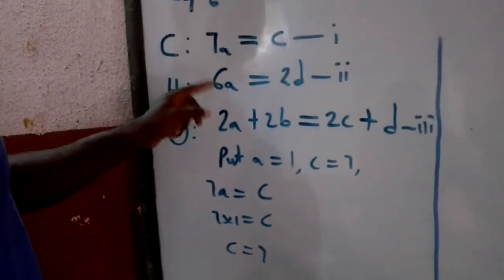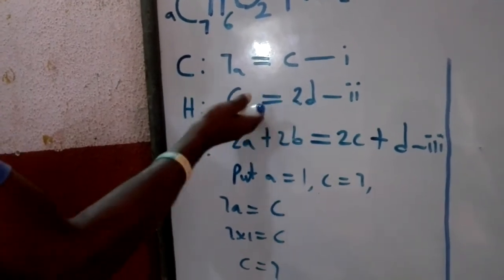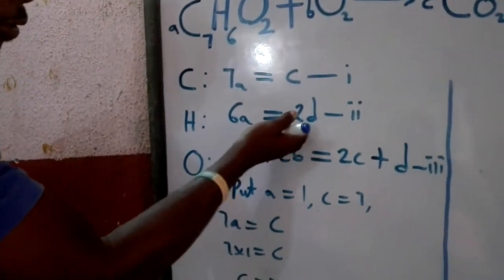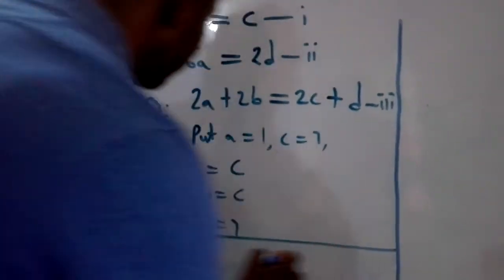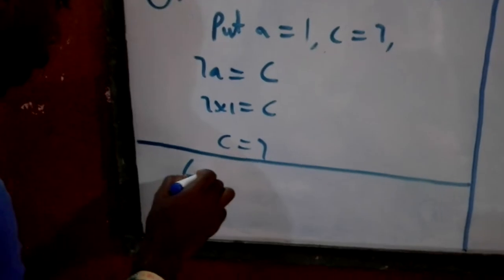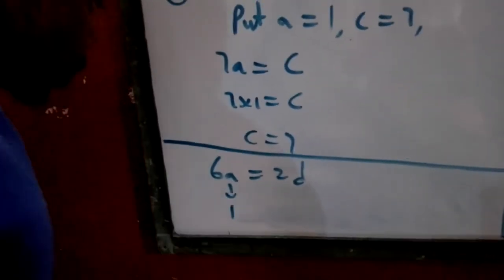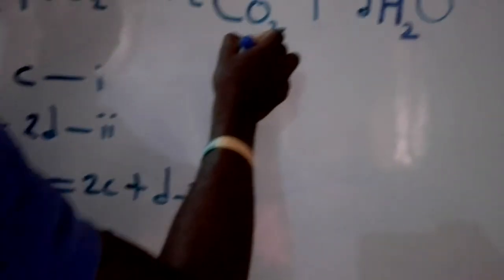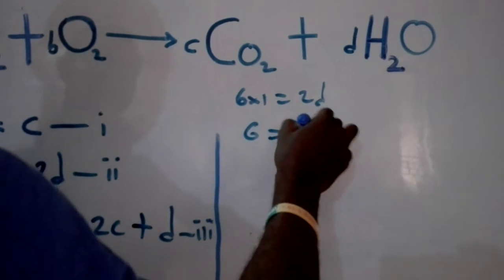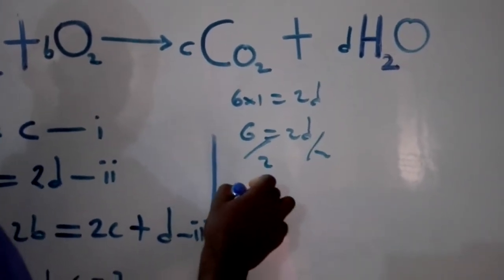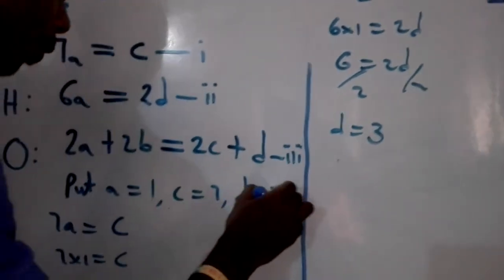Now we have gotten C, we have gotten A, then we can also get D from equation 2. Since we have gotten A, we can also get D. So you now have 6A is equal to 2D. A is 1, then we now have 6 times 1 is equal to 2D. 6 is equal to 2D. We divide both sides by 2. So D is equal to 3.